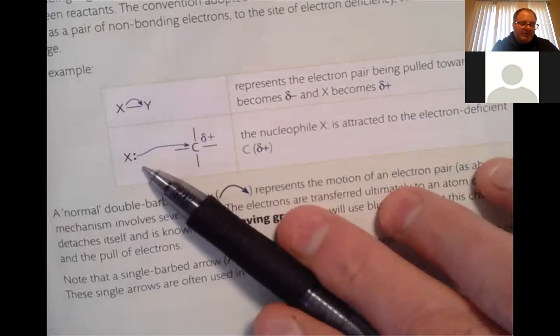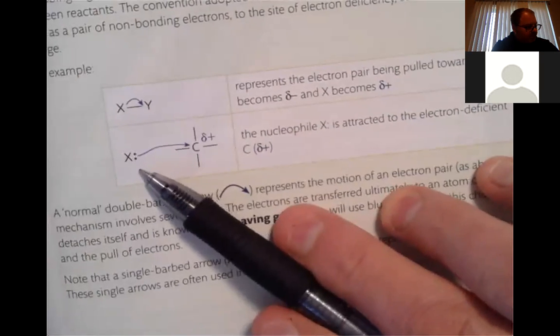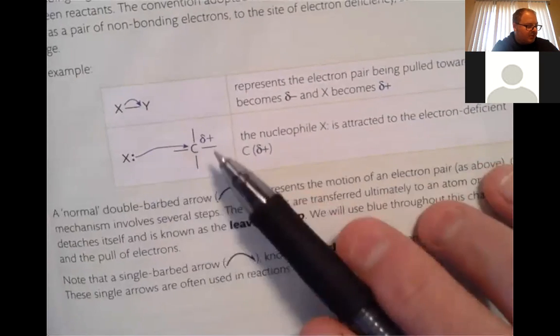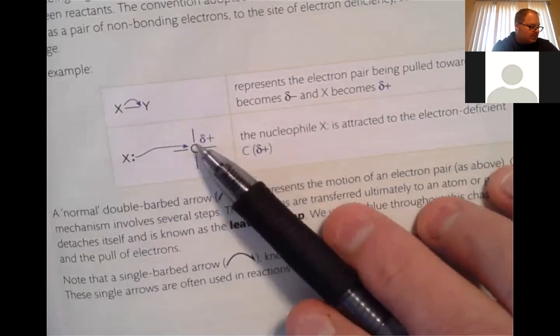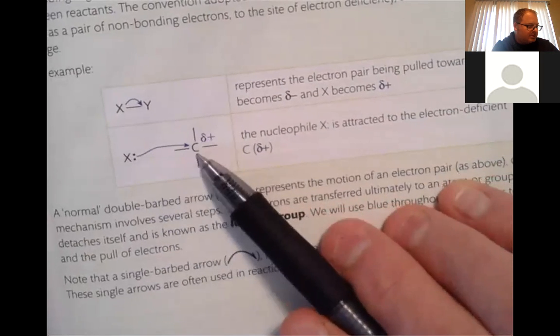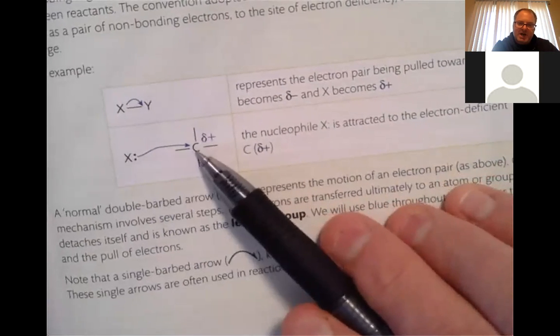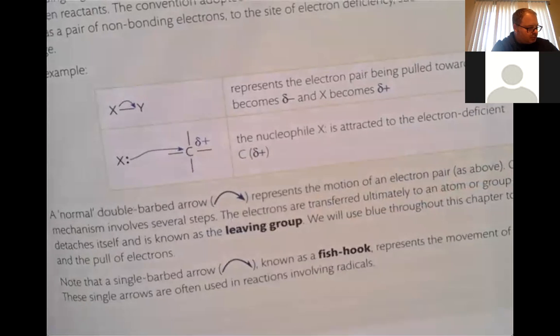And here we have a nucleophile. Remember, it has these electrons and it's searching for a positive place. So we're showing an arrow here to show that that's where it's going to be attracted. Cool. All right.